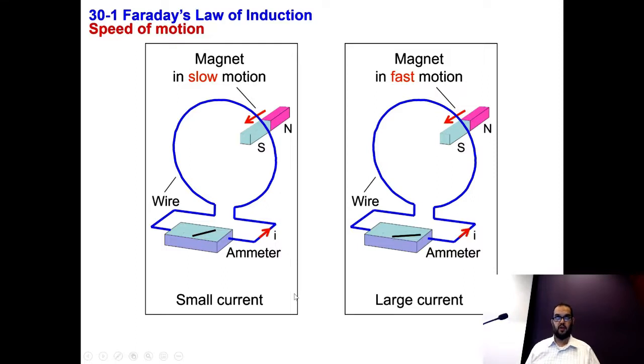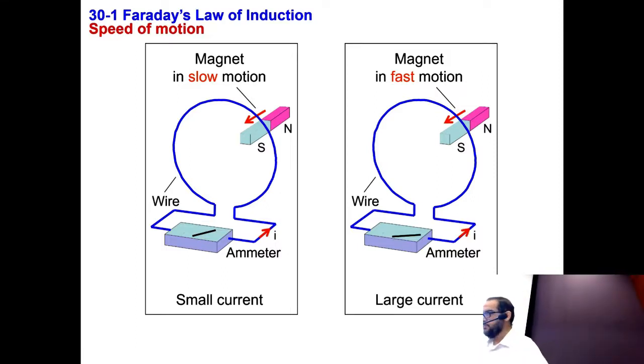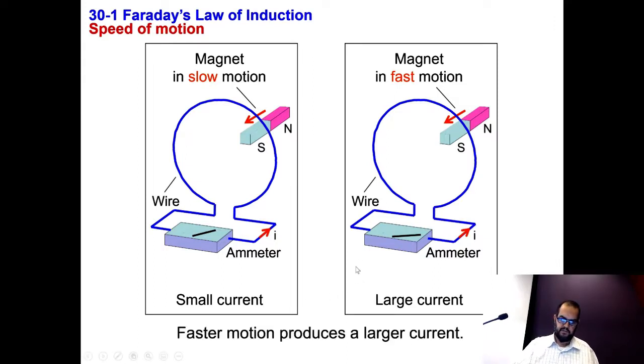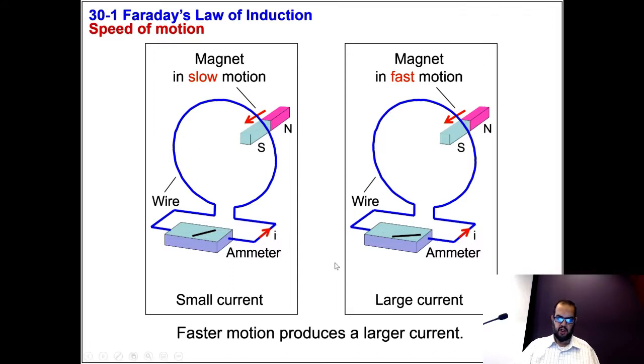So the larger current. So it's not only dependent on the change of the magnetic field, it also depends on how fast you change the magnetic field. The faster you change the magnetic field, the stronger the current. And that's why when we use electric generators and the dams, we want water to be flowing at a high rate in order to induce a fast rotation, and the fast rotation will give us very strong currents and voltages. Okay, so faster motion produces larger current.